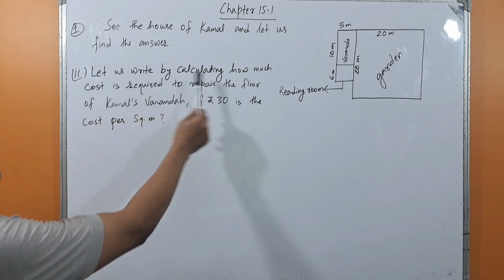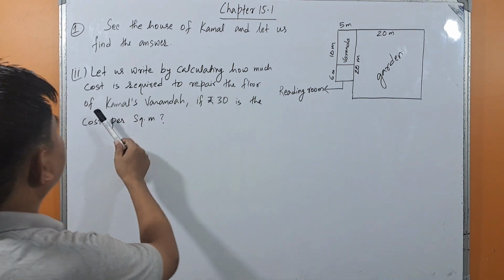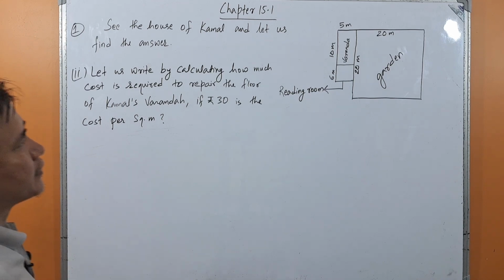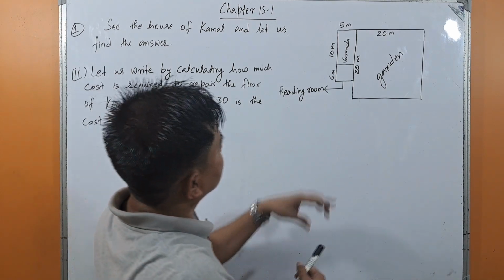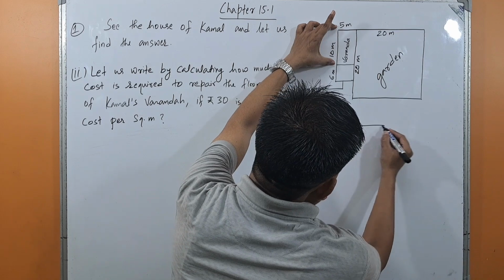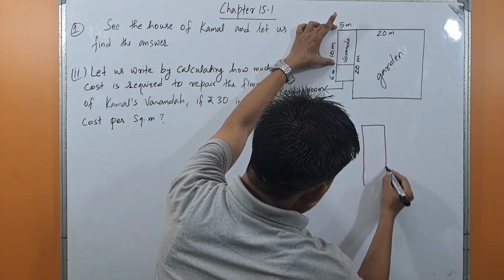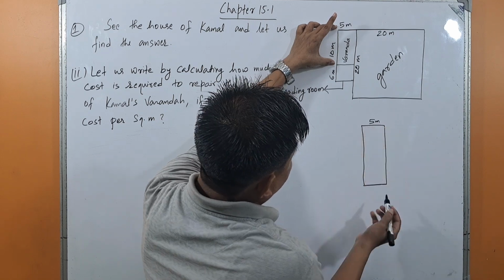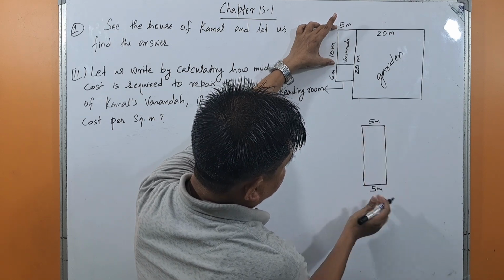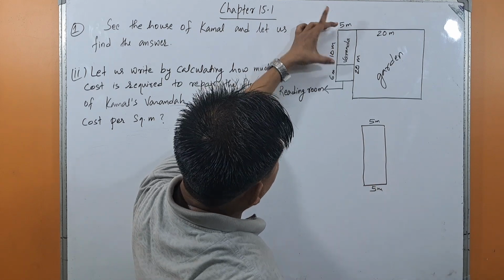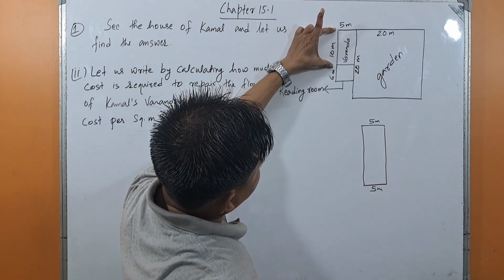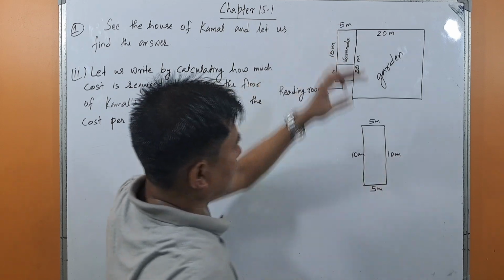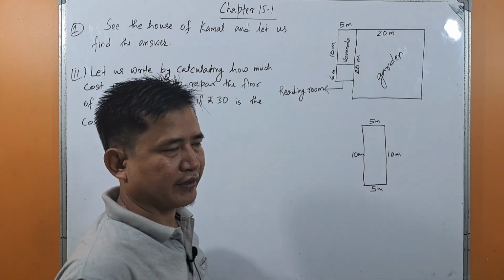Let us write by calculating how much cost is required to repair the floor of Kamal's veranda if rupees 30 is the cost per square meter. So first let us see the Kamal's veranda. Okay, this is the veranda of Kamal's house, isn't it? Breadth of this veranda is 5 meter. That means this side is also 5 meter. Okay, opposite sides are equal and the length is 10 meter. We can see 10 meter here, isn't it? 10 meter. So this is also 10 meter. Now we have a rectangular shaped veranda here, isn't it?